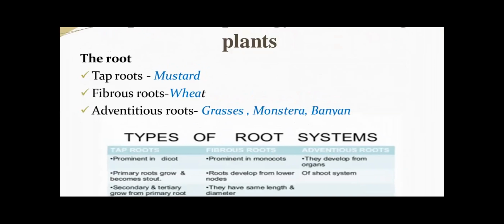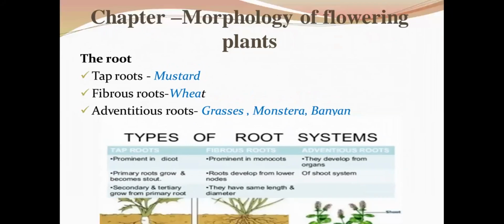Let us have the brief idea about this chapter, Morphology of Flowering Plants. What is morphology? Morphology is nothing but when we talk about the external features of an organism, it is called as morphology. In the first part of this chapter, we have studied about the root system in flowering plants. In majority of the plants, the root system is divided into two broad categories. You can add one more type, third type, but two broad categories: tap roots and fibrous roots. So what are tap roots?